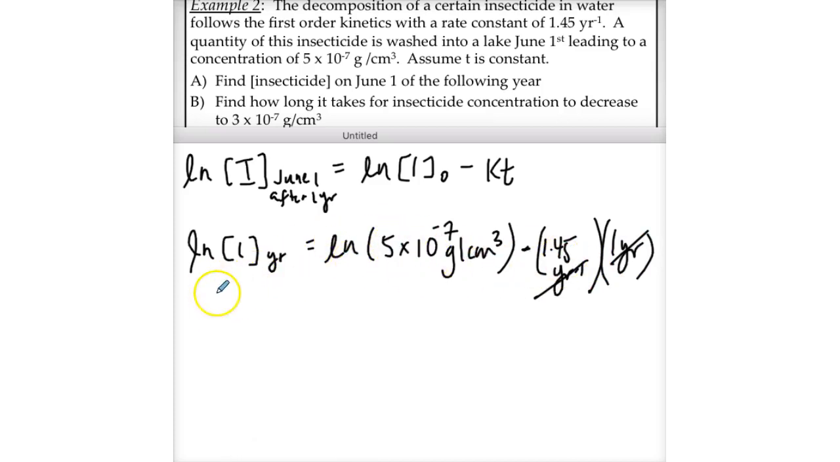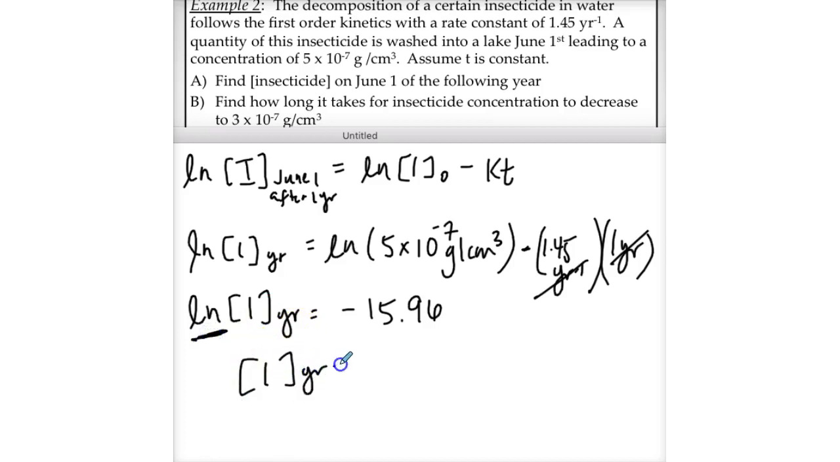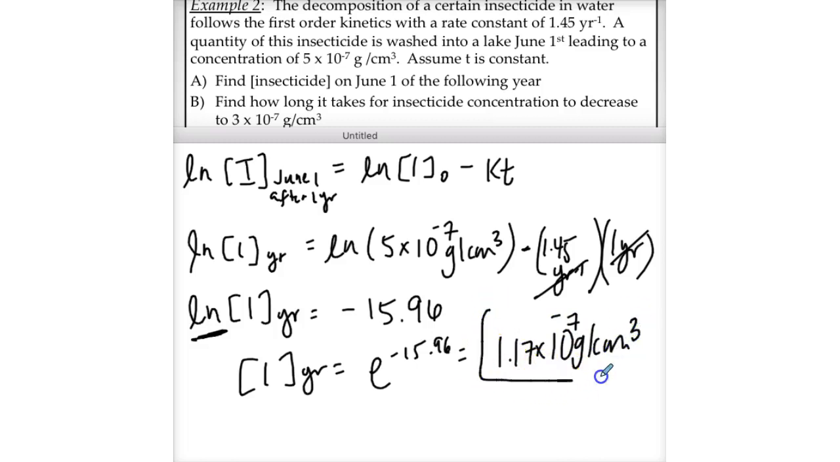Now you just solve things. So natural log of I after a year. When you solve this in your calculator, natural log of this minus 1.45, you should get negative 15.96. However, we still have this natural log getting in the way, so we have to use Euler's number. So e to the negative 15.96, and then you get a concentration of 1.17 times 10 to the negative 7 grams per centimeter cubed.